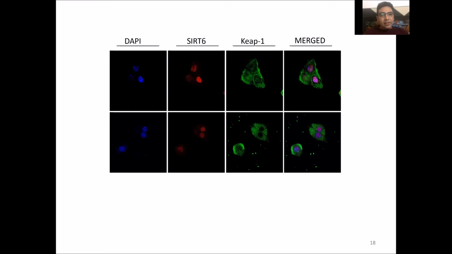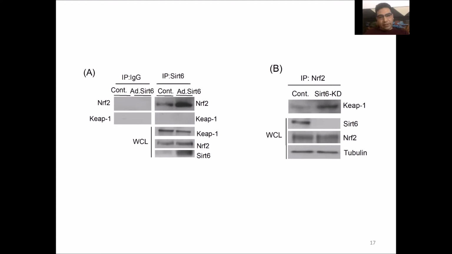Then we did the immunoprecipitation, and we found that in SIRT6 overexpression, the NRF2 levels are also very high. As SIRT6 levels increase, NRF2 levels also increase. When there is more SIRT6, there is less KEAP1. KEAP1 is the antagonist to NRF2; it works oppositely to NRF2. So there is a correlation between SIRT6, NRF2, and KEAP1.